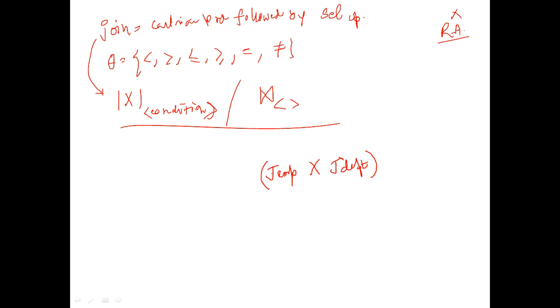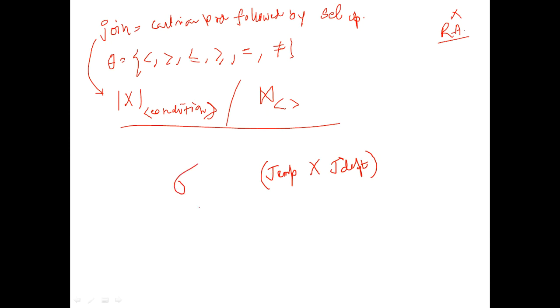Suppose the JEMP table has 10 employee records and the JDEPT table has 4 departments, then altogether you will have 40 different combinations. But you know that among all those 40 combinations, only a few are the right combination. So to fetch the right combination, we perform a select operation just after the Cartesian product.